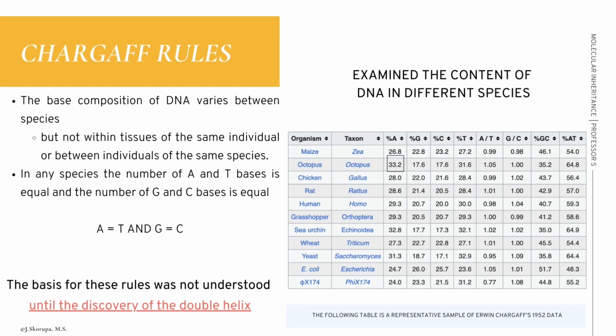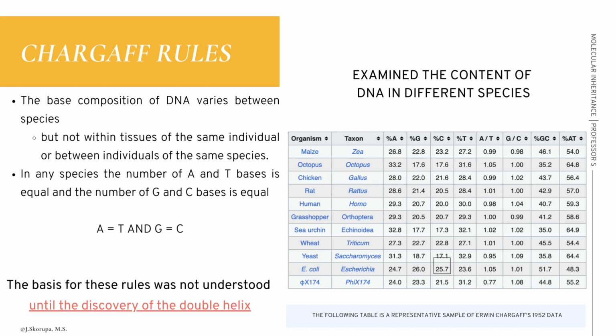Octopus. Do they have an equal percentage of T? You'll notice that it's not the exact same, but it is very close. And the differences could probably be chalked up to experimental error or even some mutations. Now, who has the highest percentage of C? That would be E. coli.